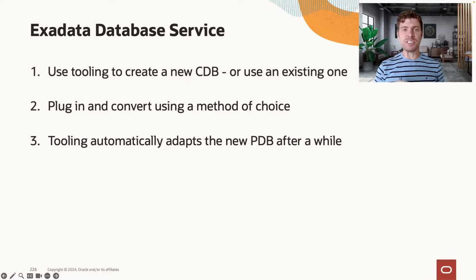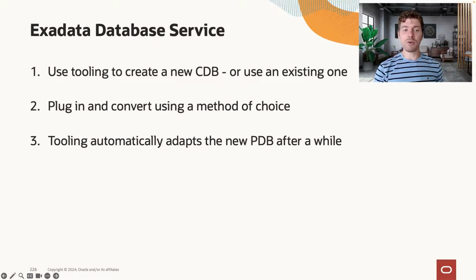All you have to do is using the tooling, the CLI command or whatever, or the UI interface, for example, to create a new empty CDB, or you can also use an existing one. And then you plug in and convert using the method of choice. So we always recommend using AutoUpgrade, but you can also use the manual method if you want. You can connect on the CDB and run, for example, create pluggable database from whatever, or even from a source database using DB-Link, for example. But again, we recommend you doing that using AutoUpgrade.